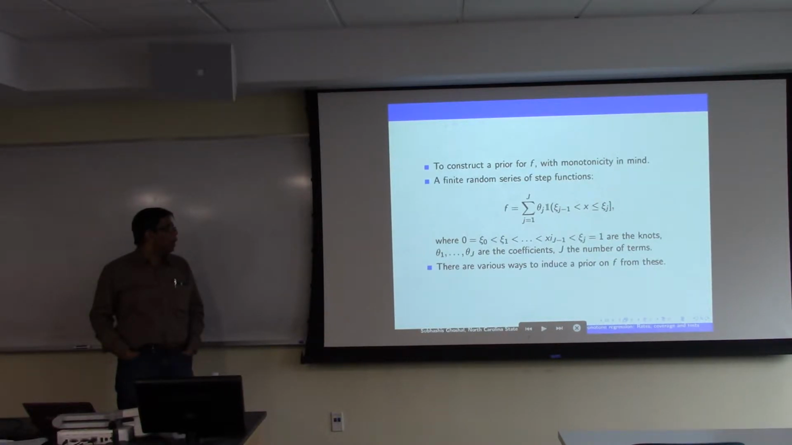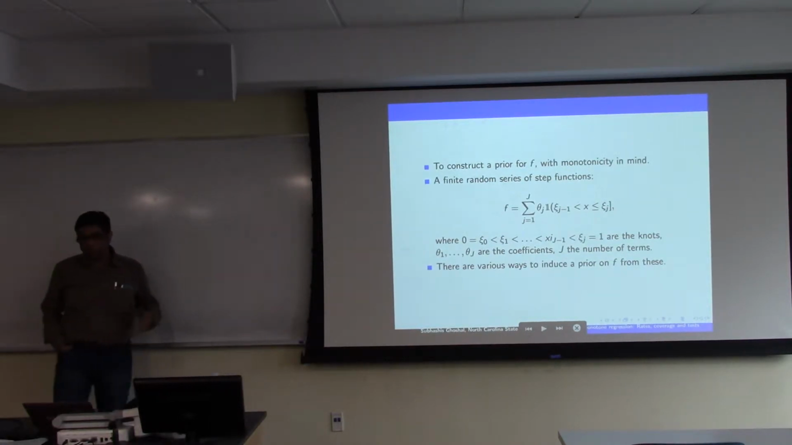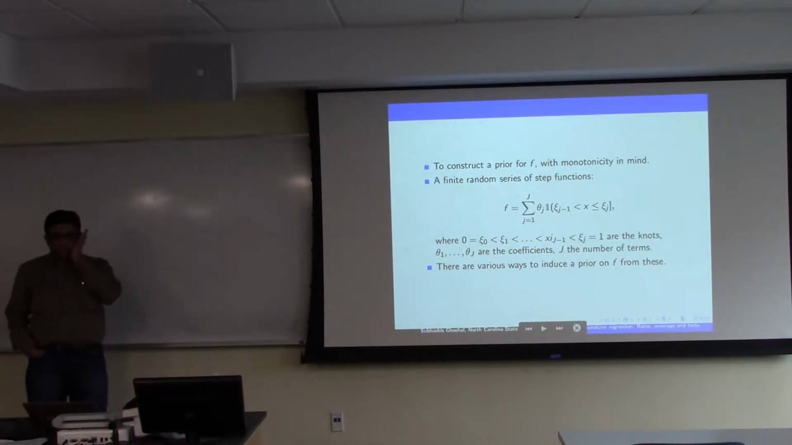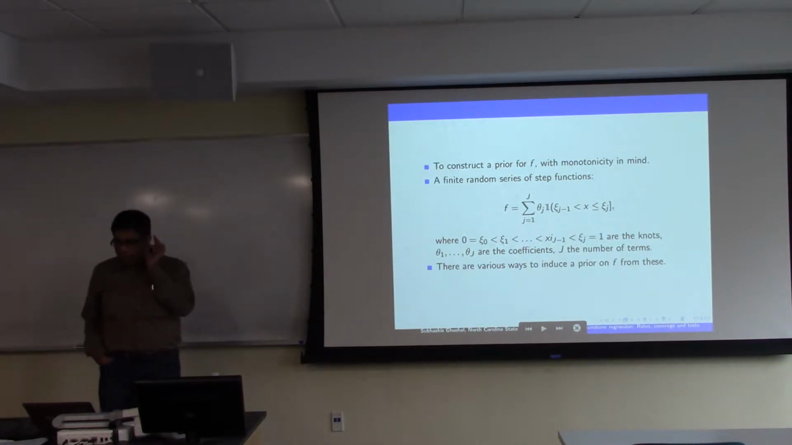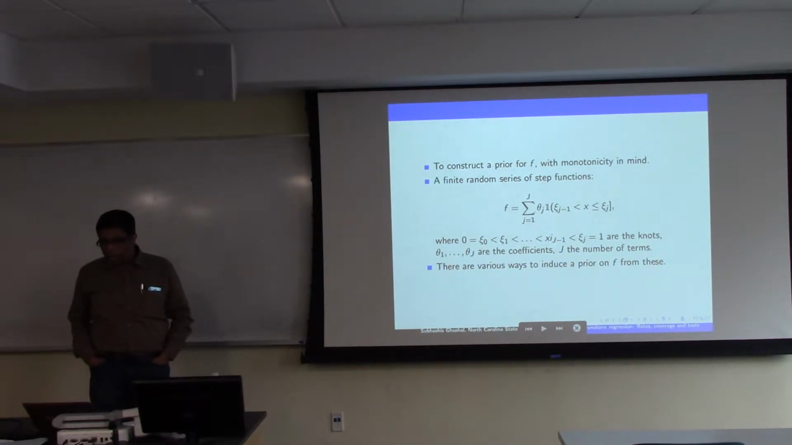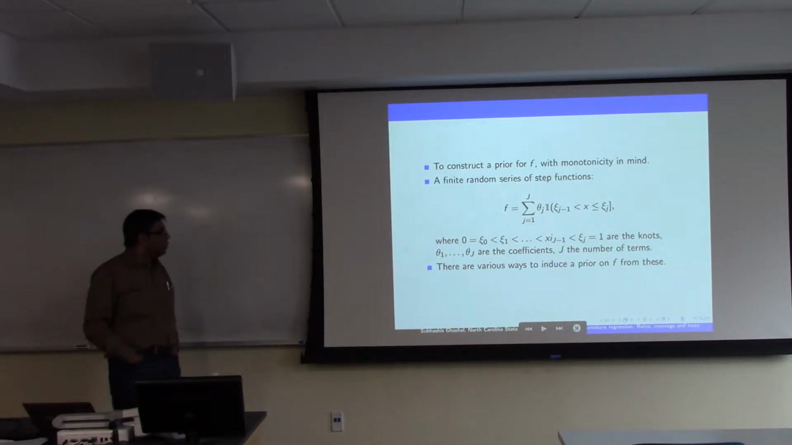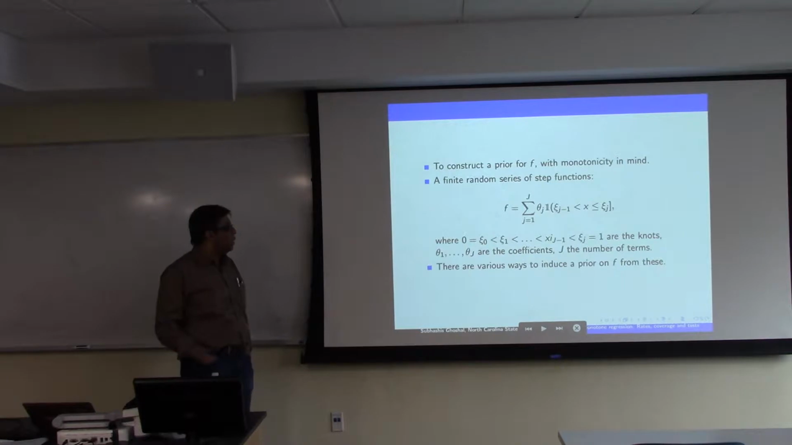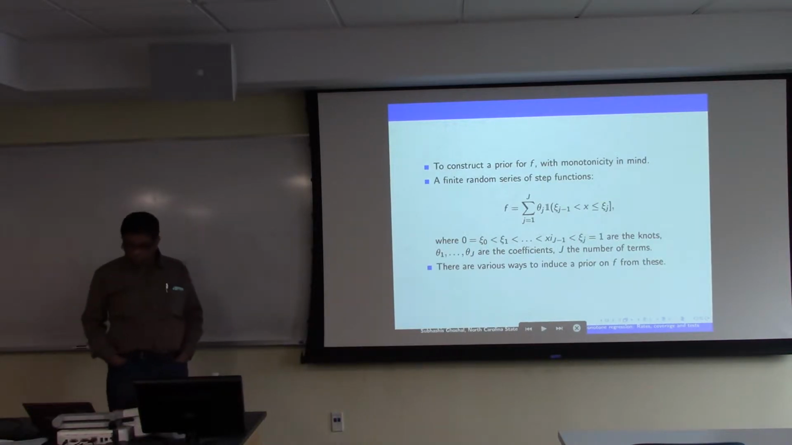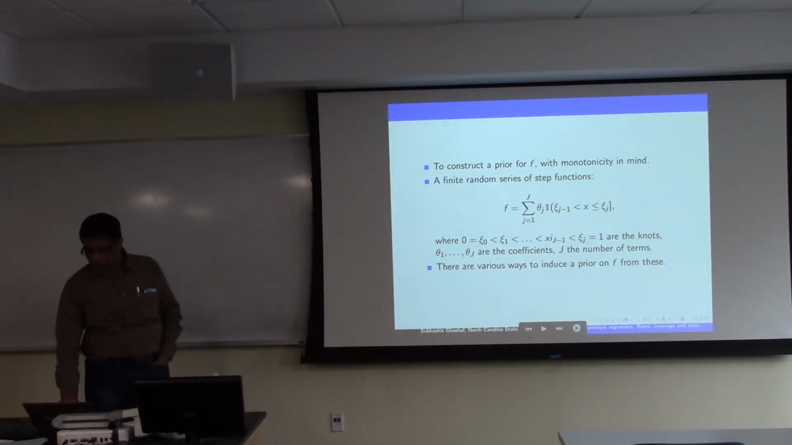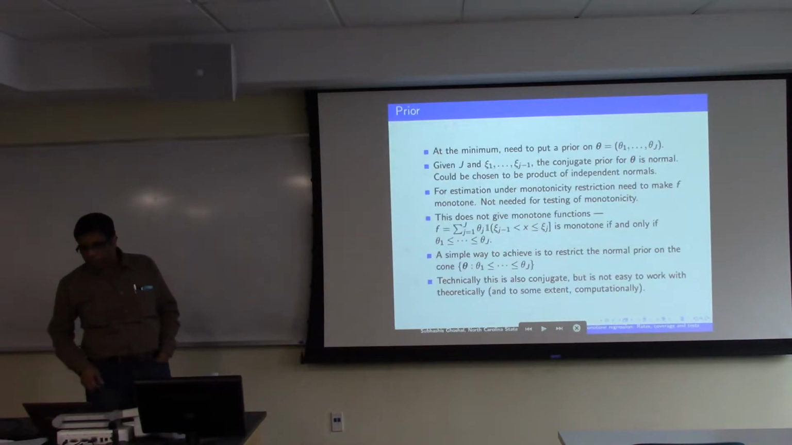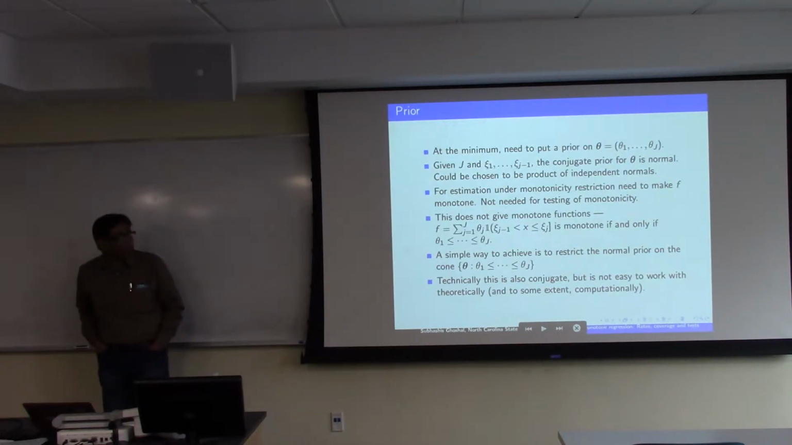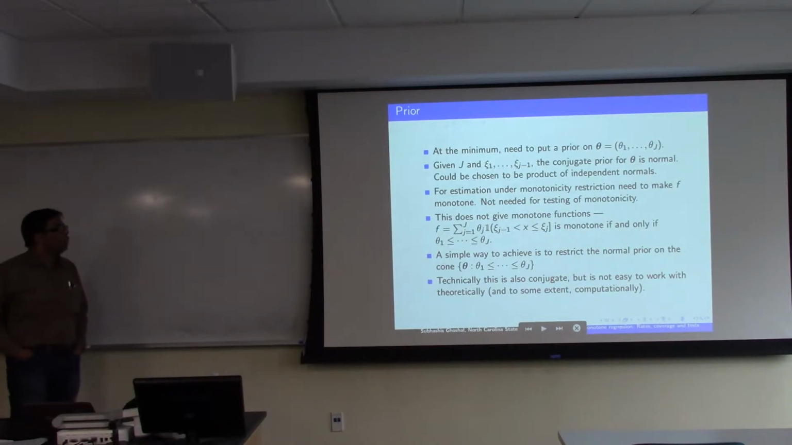These are the knot points which define which intervals you're taking, and then given the intervals, we put a prior on the coefficients, and the number of terms is denoted by J. There are various ways we can introduce a prior on f. At the minimum, you need to put a prior on the coefficients. But on top of that, you may want to have more flexibility.